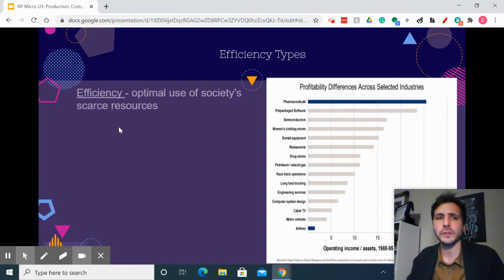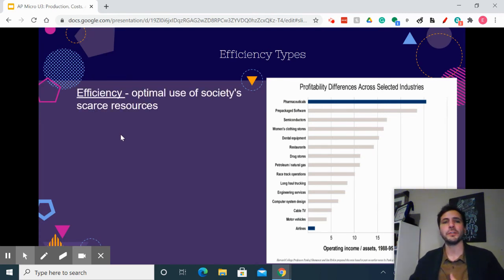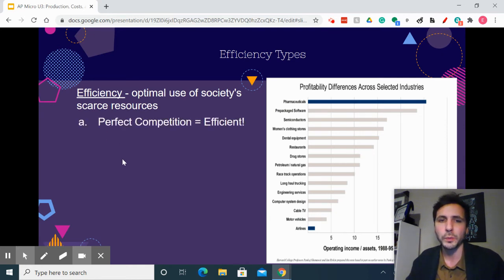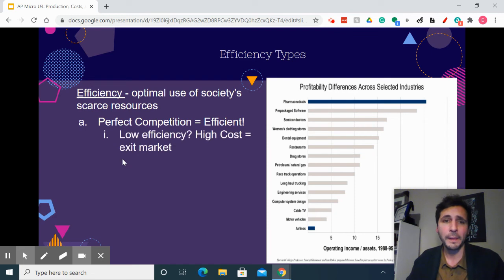Okay, let's talk about efficiency. Remember, there are a couple of different types of efficiency. You know these already. Efficiency is the optimal use of the resources. Perfect competition is every type of efficient, right? Remember, low efficiency means we have high costs and we have to exit the market. So if firms are inefficient, they're going to have losses and they're going to leave the market. They're going to be pushed out.